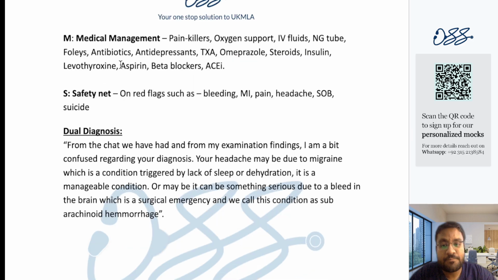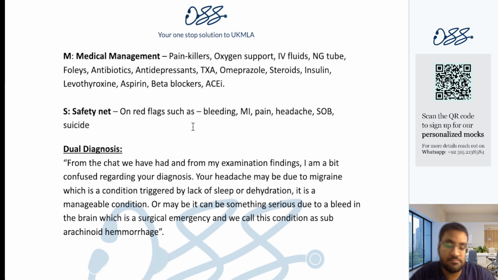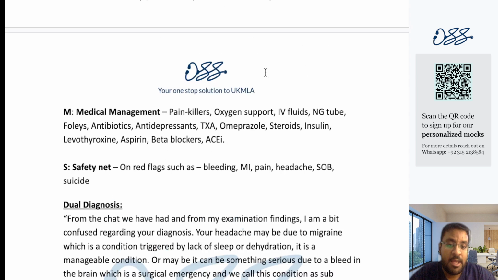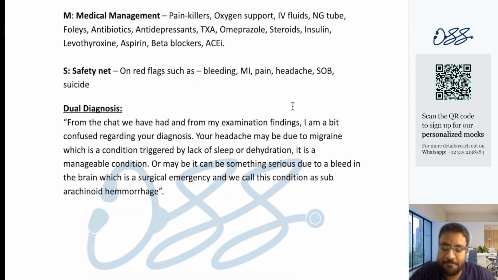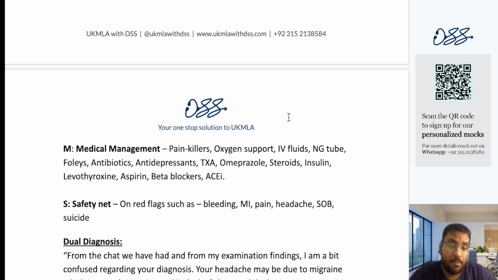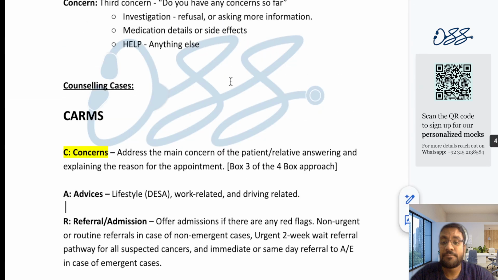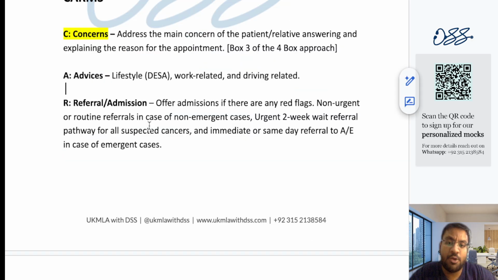And then the safety netting part. Fine, I've counseled you on everything, but if there is anything wrong, if anything doesn't feel right, then you can always reach out to us, and you can always come over here, and we are going to address all your concerns again. So for the counseling session is the CARMS protocol, and you're going to get an idea of it in much more detail when we cover the counseling sessions.